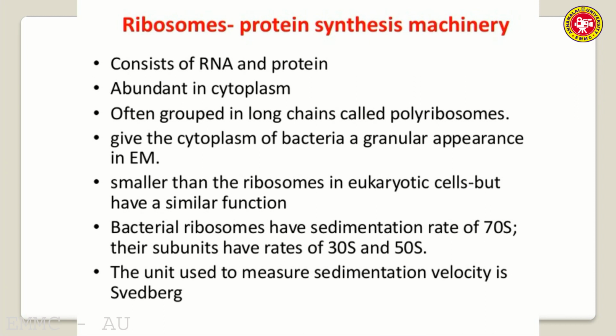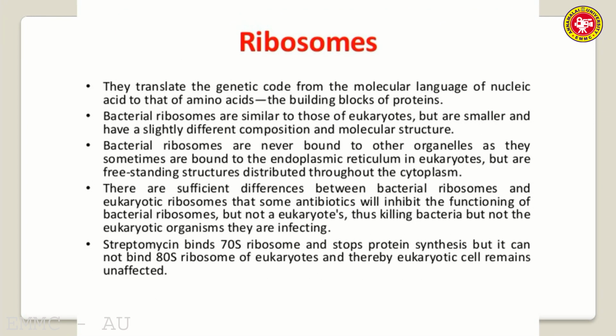Bacterial ribosomes have a sedimentation rate. During centrifugation, it gives a sedimentation rate of 70S ribosomes. It has two subunits, one larger subunit and another smaller. Larger is the 50S, smaller is the 30S. The unit is measured by sedimentation velocity. This sedimentation velocity measurement was introduced by Svedberg.